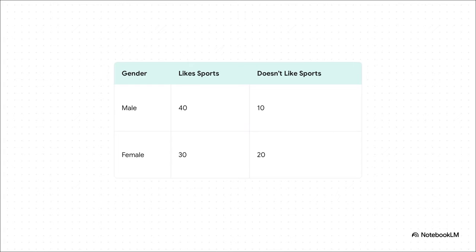So, how do we actually test for that kind of relationship? Well, a simple table like this is a great place to start. Here, we can compare gender with a preference for sports. Researchers then use statistical tests to figure out if the pattern we're seeing is a real, significant connection or if it just happened by random chance.